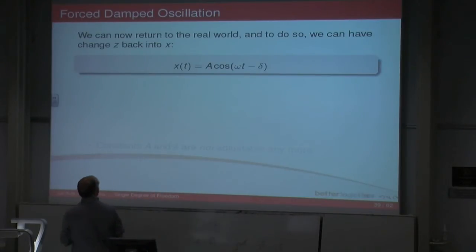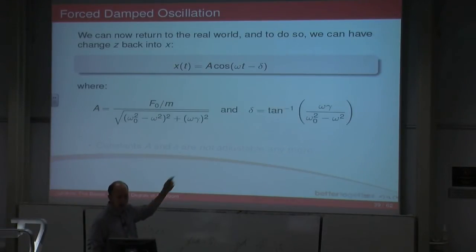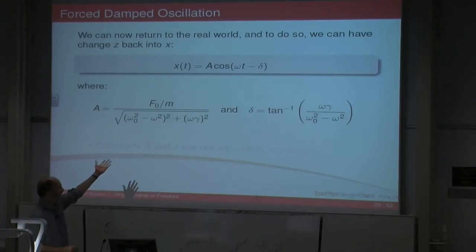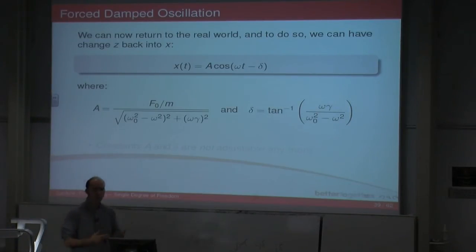We can now return to the real world, and to do so we change z back into x. That was the equation that we had, if you remember, but now we know what A is and we know what delta is, and so there's our solution. Great, wonderful. We know everything about the system. If I give you a frequency and you know characteristics of the system like the mass and the spring stiffness, and I give you a force, then you can solve everything about the system that we need to know, like the amplitude at a certain frequency.